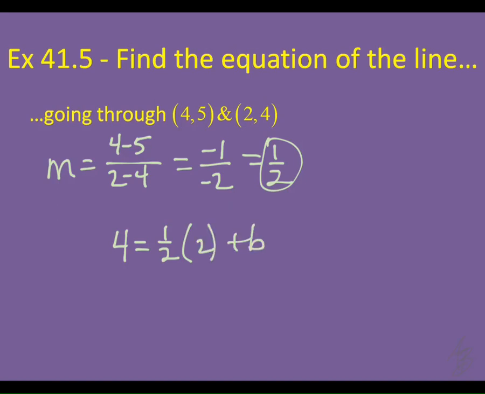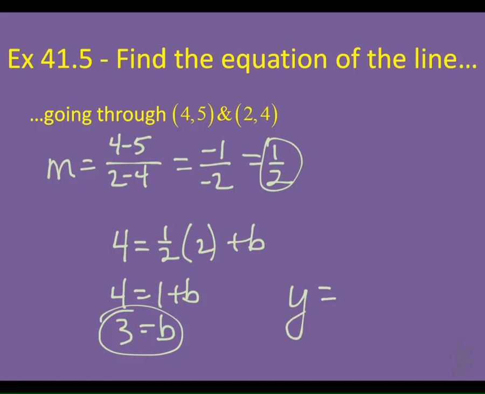What's 1 half of 2? 1. So 4 equals 1 plus b, and so b equals 3. So now we know the slope and the y-intercept. So we get y equals 1 half x plus 3. Yay, we did it.